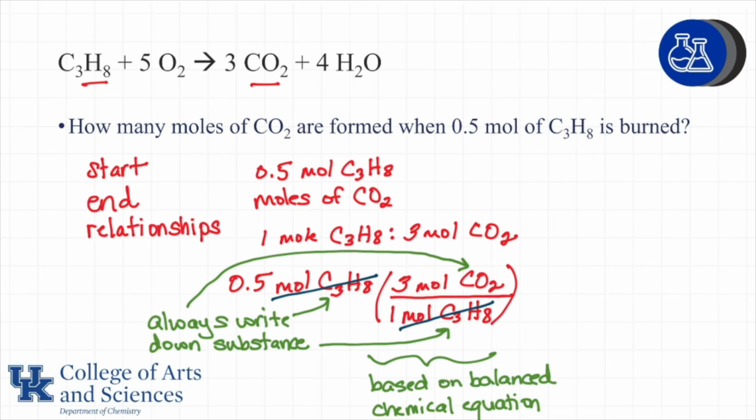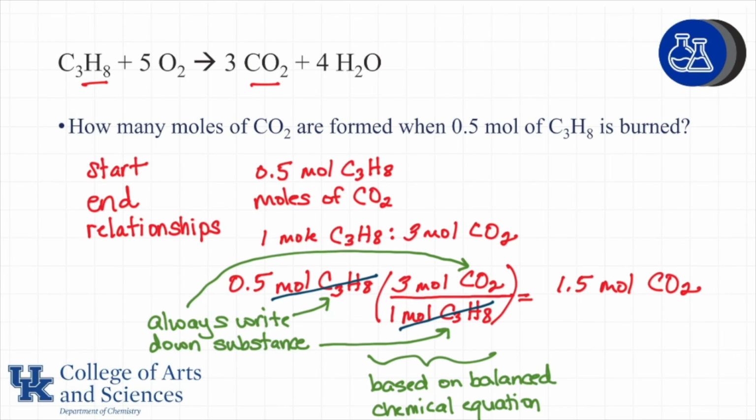Now we can cancel out moles of C3H8, and the units we're left with at this point are moles of CO2. We do the calculation and we get 1.5 moles of CO2. Some may be able to do this problem in their head because we know it's a 1-to-3 ratio and we only have a half a mole. They will get more complicated, so it's important to know how to set up the problems so that you can do this for any combination of numbers.